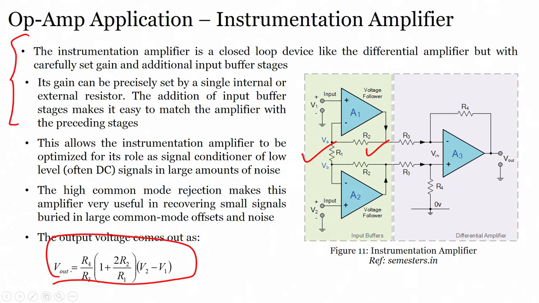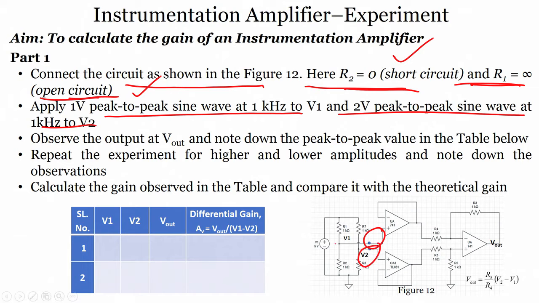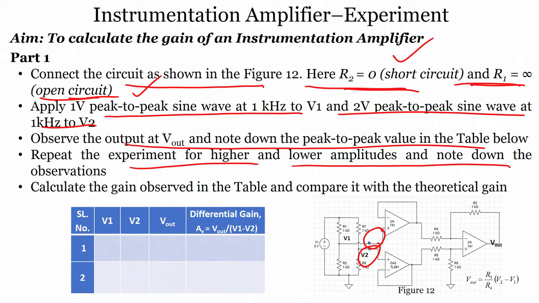Now, in the experiment what we have done, we have considered R1 equals infinite or open circuit and R2 short circuit, correct. So, you see here there is no R1 and R2 here, can you find R1 and R2? There is no R1 and R2, right. Now, apply 1 volt peak to peak sine wave at 1 kilohertz at V1, 2 volts peak to peak sine wave at 1 kilohertz at V2. So, apply V1 here, V2 here, observe V out and note down the peak to peak voltage. We have done that experiment, repeat the experiment for higher and lower amplitudes and note down the observation.